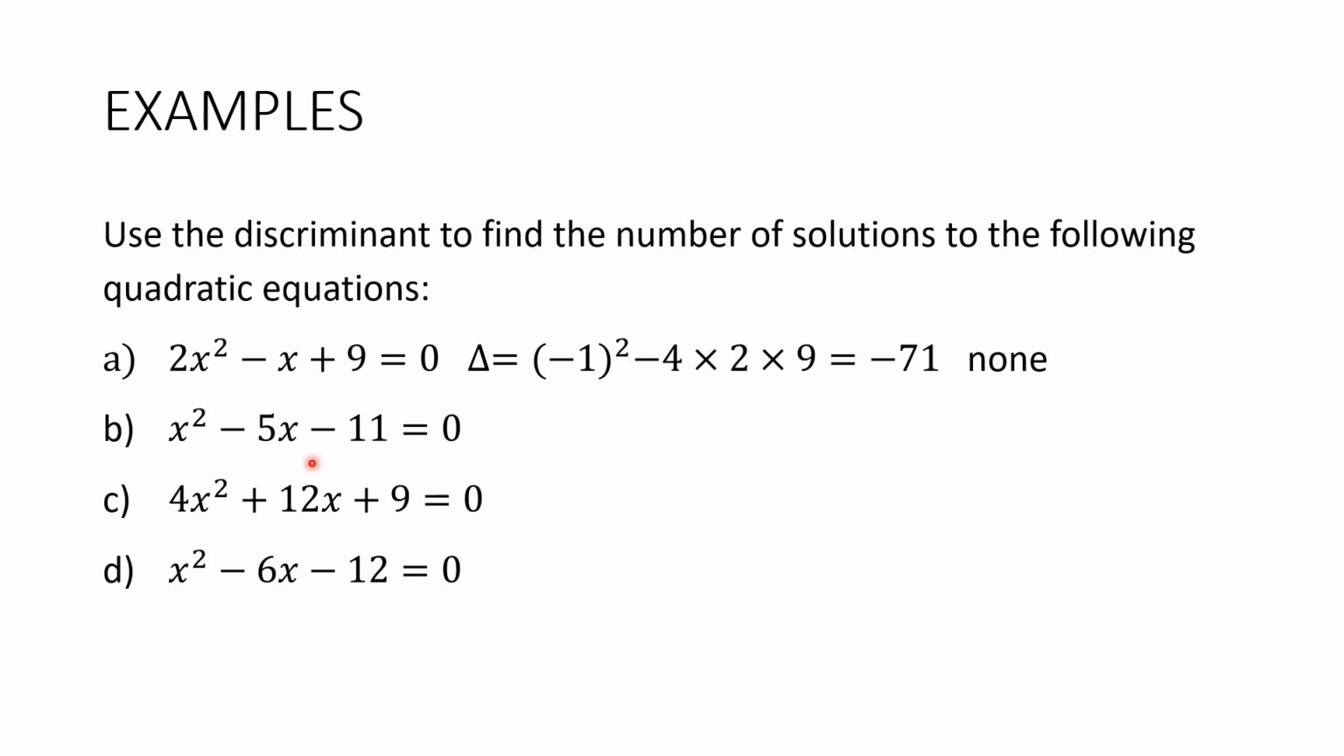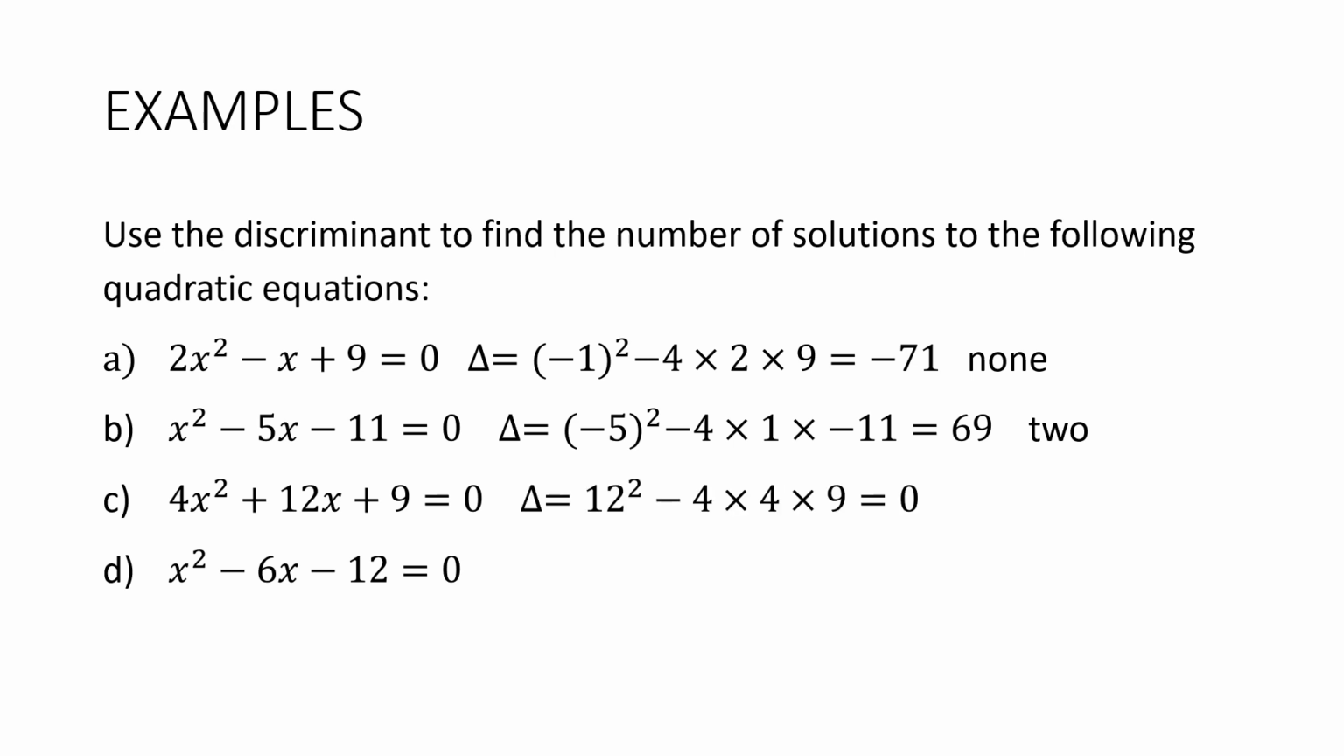Let's do it again with this one. Our discriminant is -5 all squared, take away 4 times 1 times -11, 69. There's no problem with doing the square root of 69, and that's going to give us 2 solutions. With C, our discriminant is equal to 0. This wipes out the plus minus, so I end up with only 1 solution. And the last question, we end up with a positive again. No problem with square root of 84, we're going to have 2 solutions.